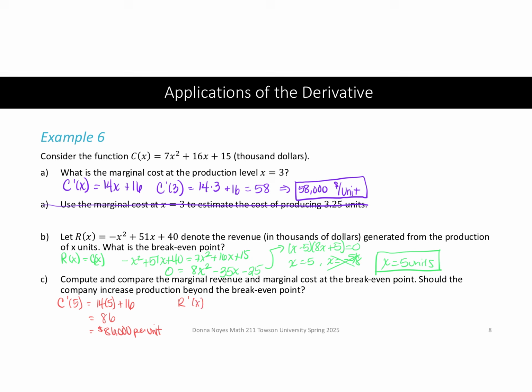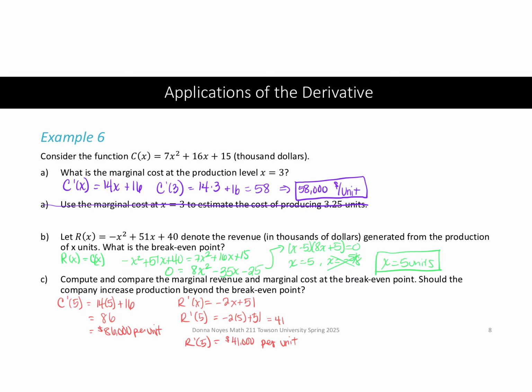So R prime of x then would be negative 2x plus 51. I'm not enthusiastic here because we got a negative on our slope here. So let's see. R prime of 5 gets me negative 2 times 5 plus 51, or negative 10 plus 51. So we get a negative, or real positive, right? 41. So our R prime, our revenue, is increasing only at $41,000 per unit.